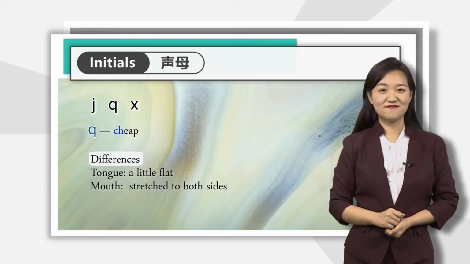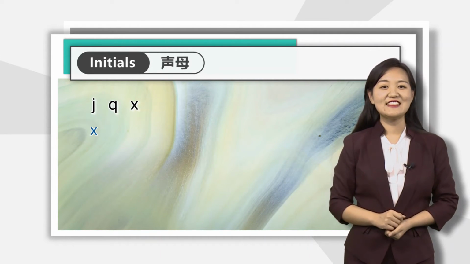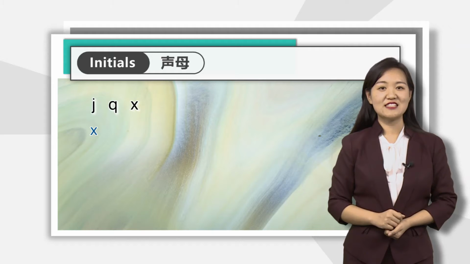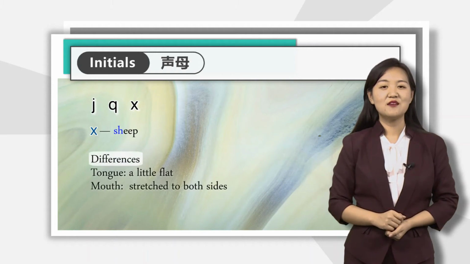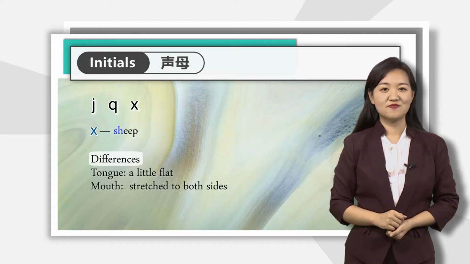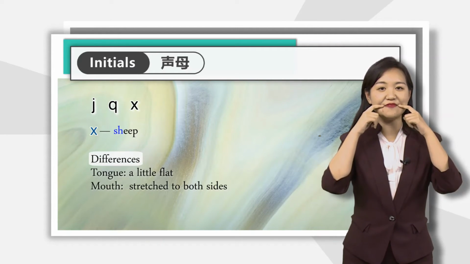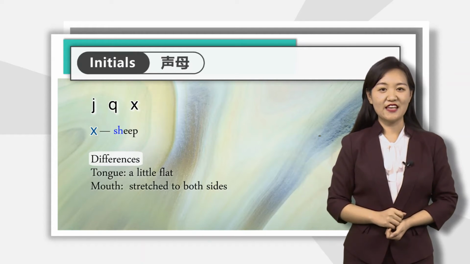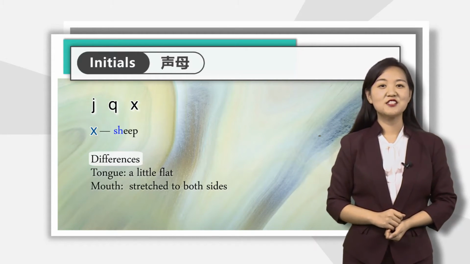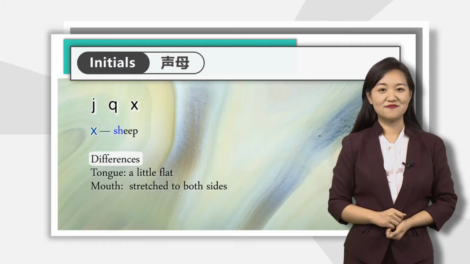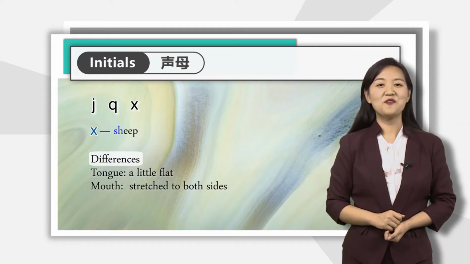Good job. The last one is xi. Xi sounds a little bit like the first sound of sheep, but when pronouncing xi, again, your tongue should be more flat and you need to stretch your mouth to two sides. Xi. Listen to me carefully and feel the difference. Sheep. Xi. Read after me. Xi. Xi. Well done.